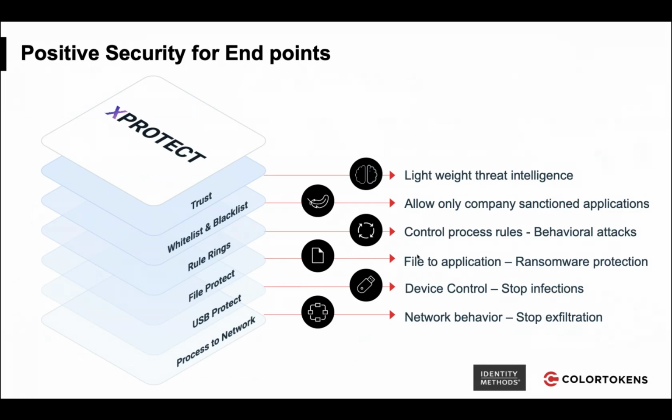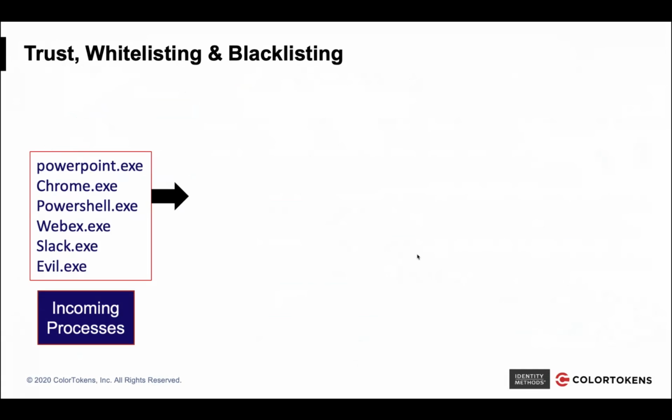And equally, from a network perspective, we want to make sure that any processes that are malware or bad don't exfiltrate across your network. So here's an example that I want to show you. Let's say we have a user that is using many applications. In this instance, we have PowerPoint, Chrome, PowerShell, WebEx, and Slack. We also know that we've got a process here called evil.exe, which shouldn't be running on that particular system.